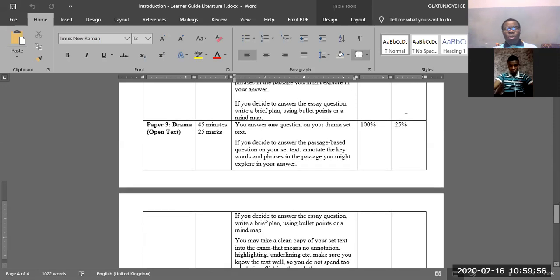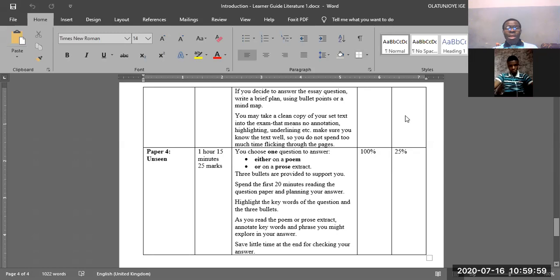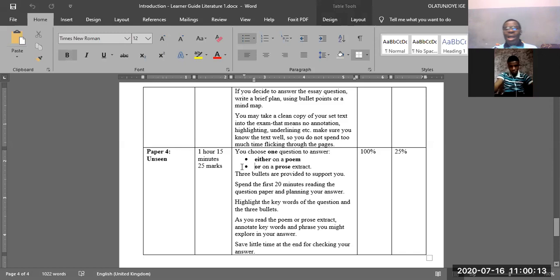So it's an open text. And paper 4, which is the unseen, is 1 hour 15 minutes. It's also 25 marks. So here, I would like to read this one to you. It says you choose one question to answer, either on a poem or on a prose extract. Now look at it. It says 3 bullets are provided to support you. So like I said, IGCSE is very simple. It's the ability to read, understand, and follow simple instructions. When they ask you the question, they will tell you what to write.